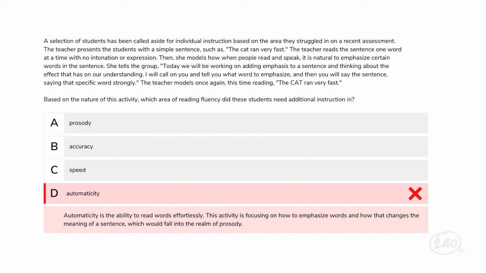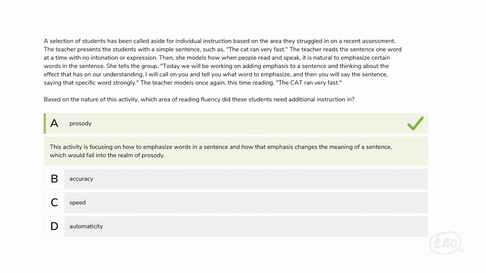Through the question feedback in the study guide, I can see that automaticity is the ability to read words effortlessly. This activity is focusing on how to emphasize words and how that changes the meaning of a sentence, which would fall in the realm of prosody. So this is the answer.